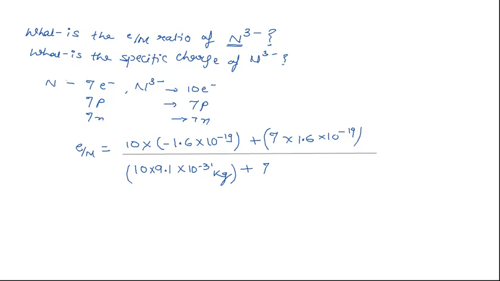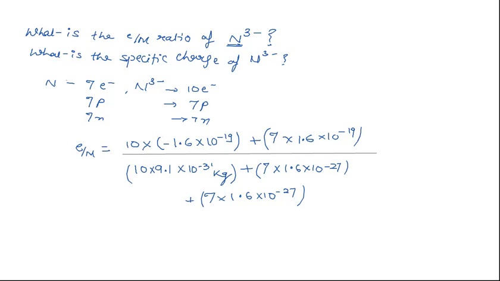Plus, how many protons are there? 7 into 1.6 into 10 to the power minus 27 kg. Plus again 7 neutrons, 7 into 1.6 into 10 to the power minus 27 kg. So students, this will be the specific charge on nitrogen ion. Just calculate this and you'll get the answer. Okay, so this is how we calculate.